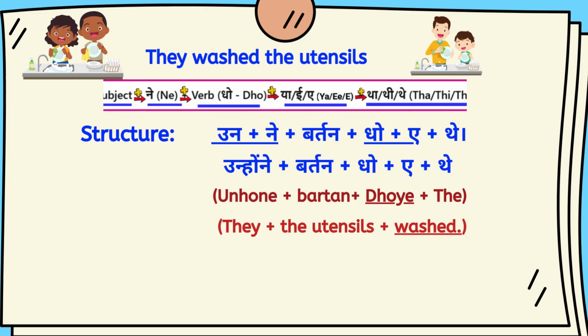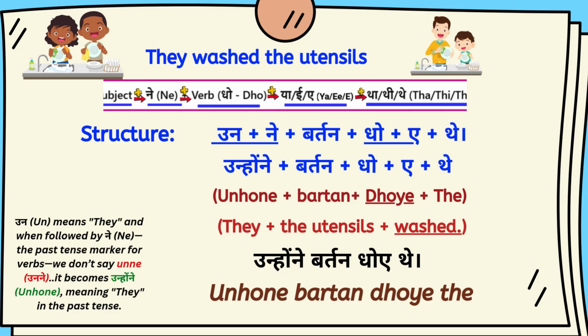Now here's how it breaks down. They is known as वे in Hindi, right? But when वे is followed by ने, because we have to make a past tense, it becomes उन्होंने. We don't say वेने, we say उन्होंने, which means they in the past tense. So उन्होंने followed by utensils, that is बर्तन in Hindi.